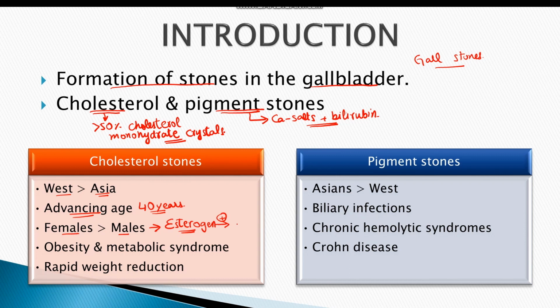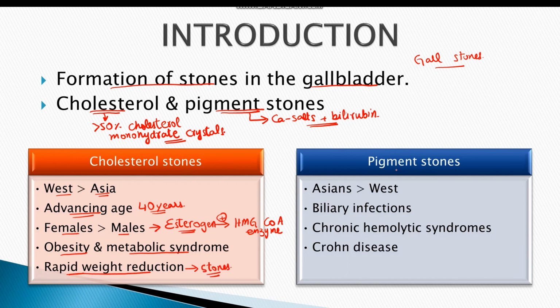The estrogen upregulates HMG-CoA enzyme, which results in excessive secretion of cholesterol in bile. Moreover, obesity and metabolic syndromes also predispose to the formation of cholesterol stones, and rapid weight reduction also leads to formation of cholesterol stones.